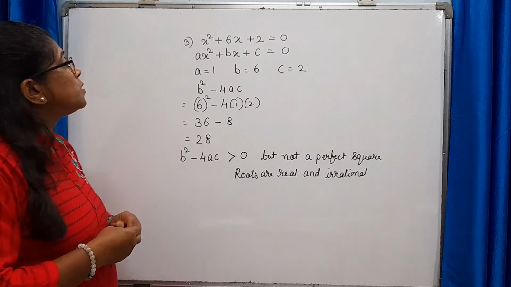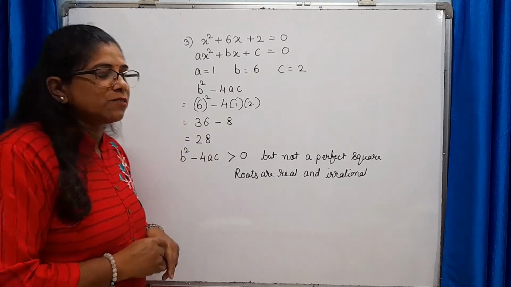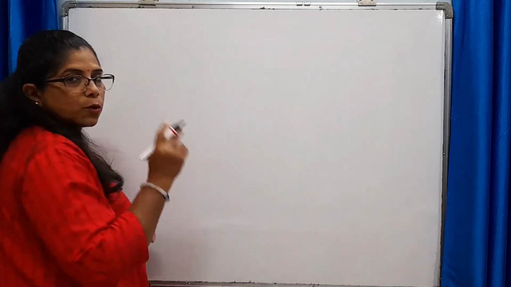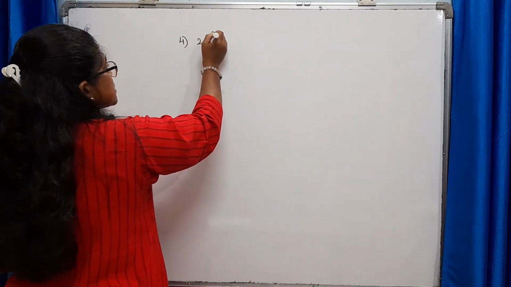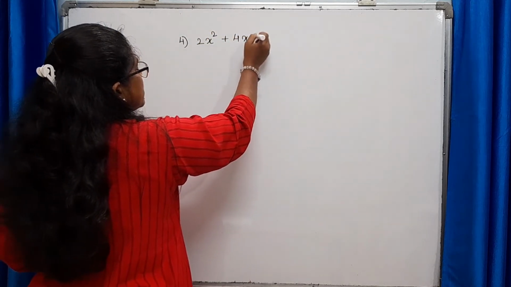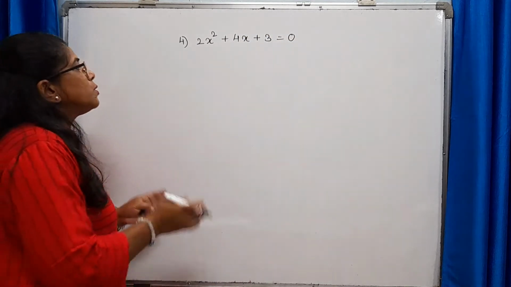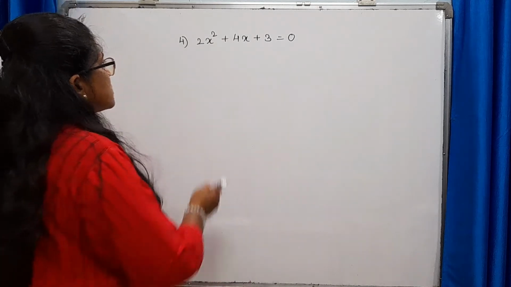As I said, I am also going to explain one important sum which is based on this b square minus 4ac value. Let's check one more example. Fourth example: 2x square plus 4x plus 3 is equal to 0.